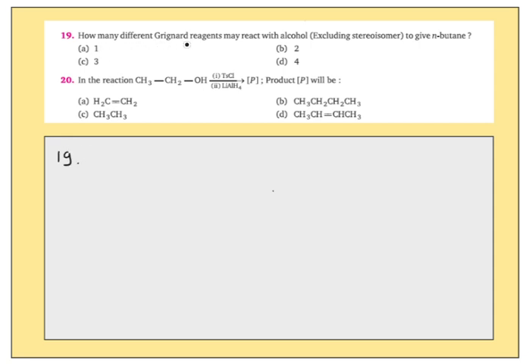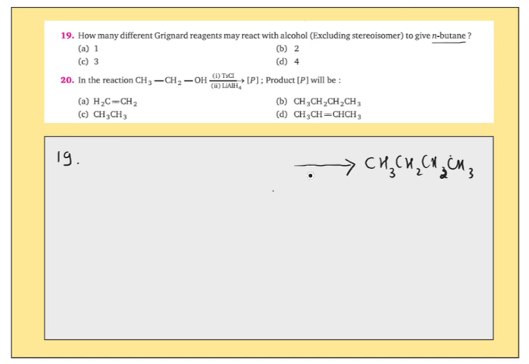How many different Grignard reagents may react with alcohol, excluding stereoisomers, to give n-butane? So how to write the given reaction? This is basically a retro reaction. That means you already know the product, that is n-butane. So let's write down n-butane. We know that it is CH3, CH2, CH2, CH3. There are 4 carbons in the longest chain.